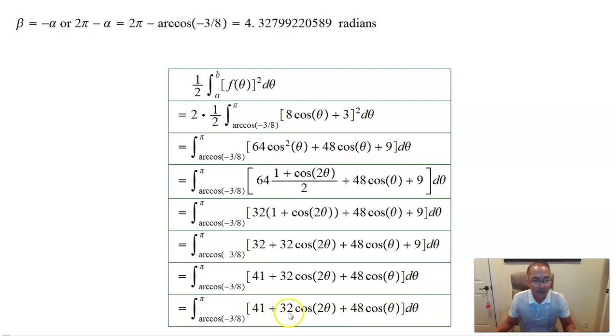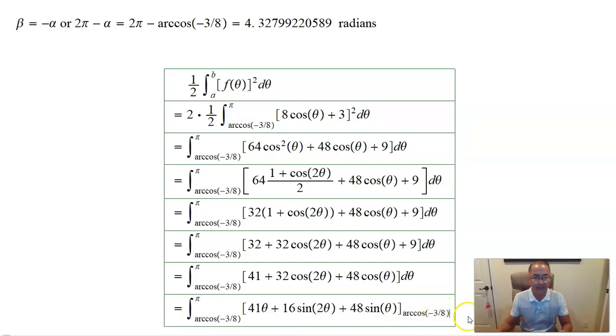Okay, so integrating now, we're going to get 41 theta. And this becomes, there's a 1/2, so that's 16 sine 2 theta. And the integral of cosine theta is sine theta. We just did that. And our limits go from arccosine minus 3 over 8 up to pi.